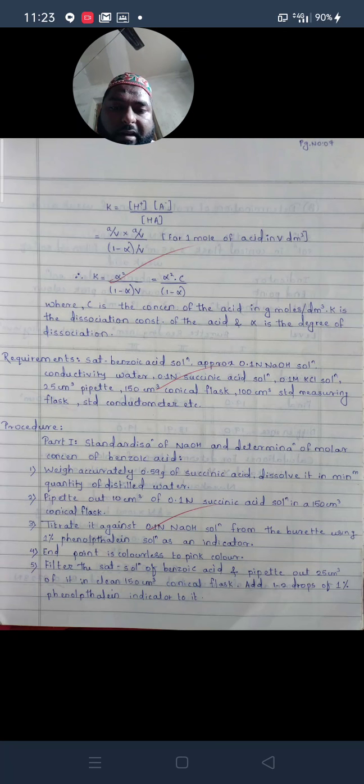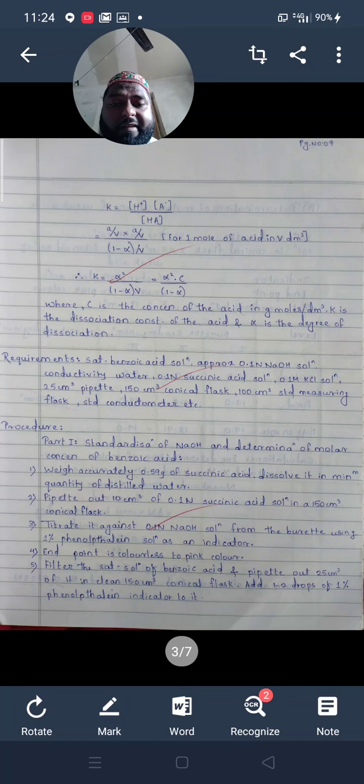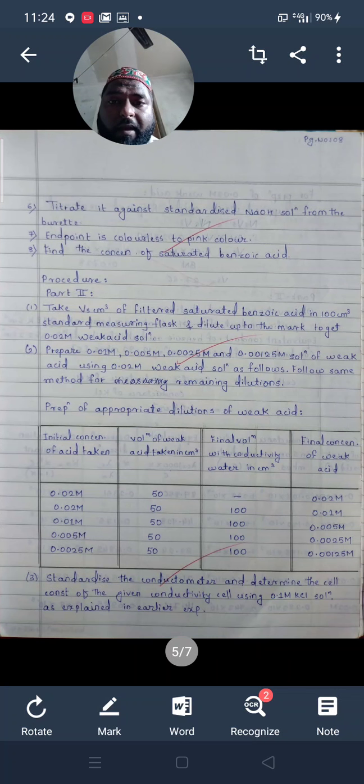The end point will be colorless to pink. Then we will filter the saturated solution of benzoic acid and pipette out 20 cm cube of it into a clean 150 cm cube conical flask. We will add 2 to 3 drops of 1% phenolphthalein indicator to it and titrate that solution with the NaOH. The end point will again be colorless to pink, and we will find out the concentration of the benzoic acid. This is the first part.